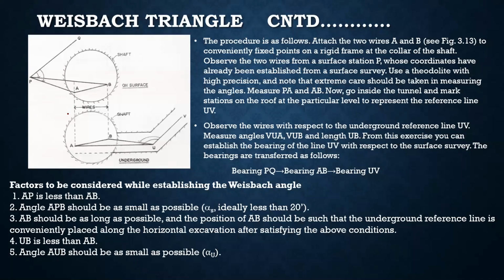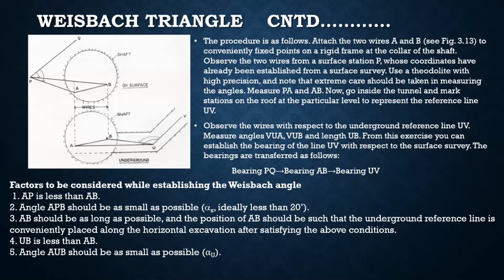Through the center on a radius. Now, then UB is less than AB. Now, this UB has to be less than AB. Now, this U and V are 2 stations that we are going to mark on the ceiling of the tunnel.